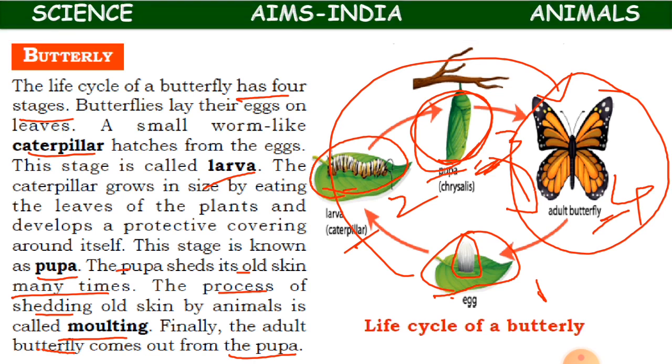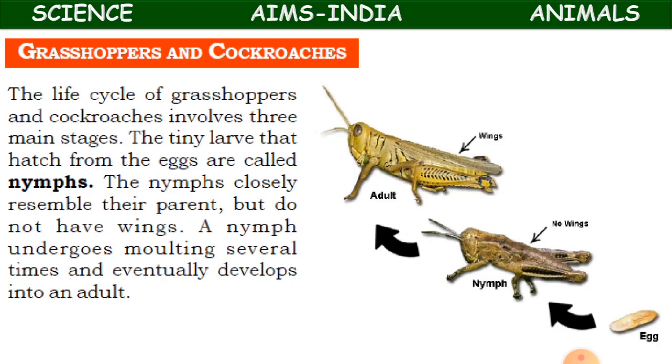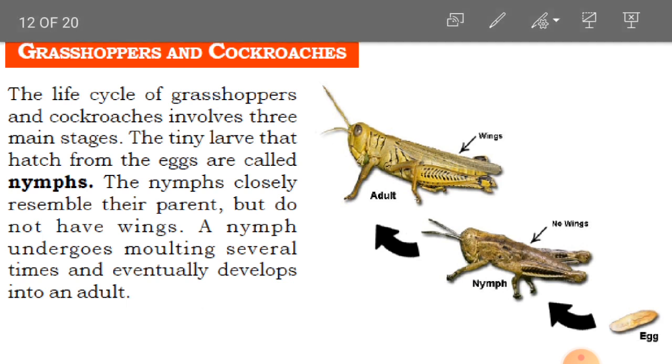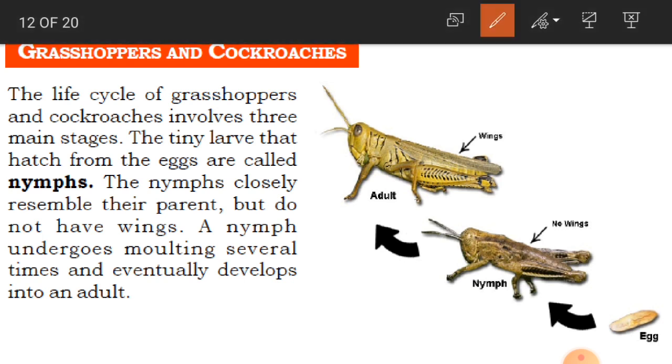Okay, now we'll see the next animal. Here we are having some insects. The life cycle of grasshoppers and cockroaches involves 3 main stages. You can see here in the picture, children, this is a grasshopper.